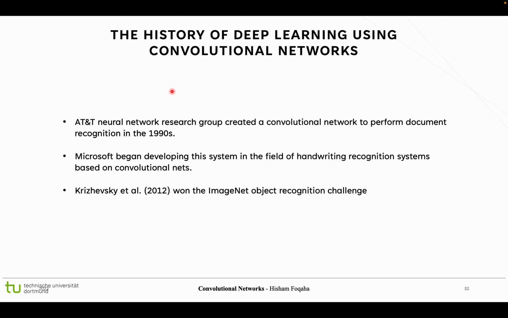Deep learning has a very rich history. For example, the AT&T neural network research paper was created using a convolutional neural network. Their main task was to perform document recognition. You can take a look. This was published in the 1990s, and after that Microsoft began developing systems in the field of handwriting recognition based on convolutional networks. And another example is that in 2012, a convolutional neural network was able to win the ImageNet Object Recognition Challenge.